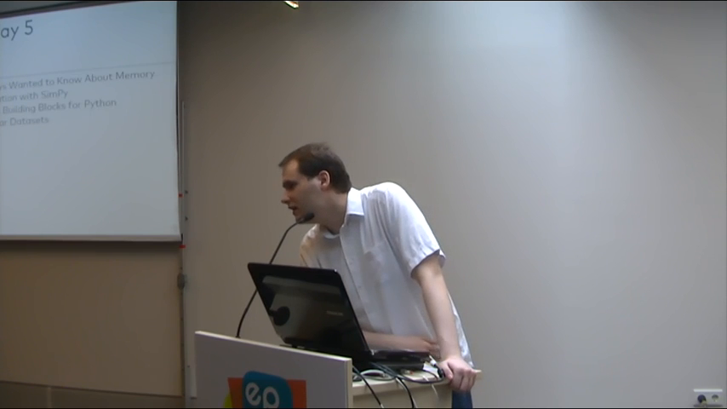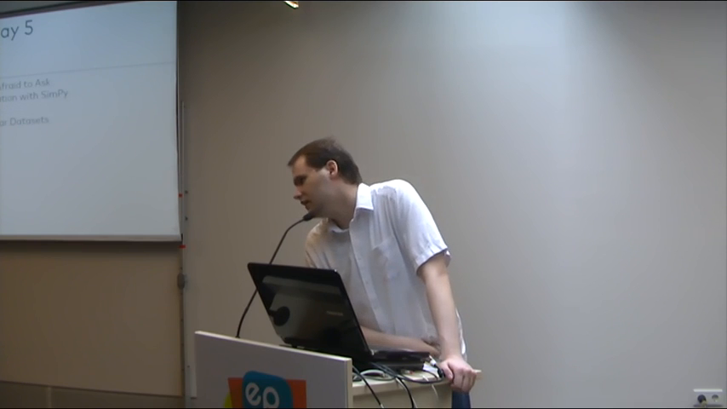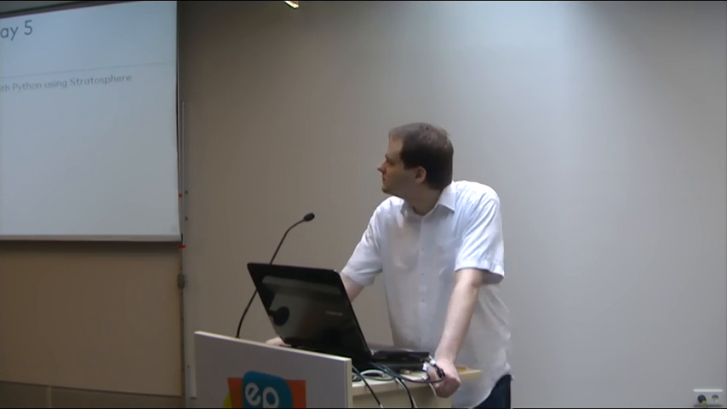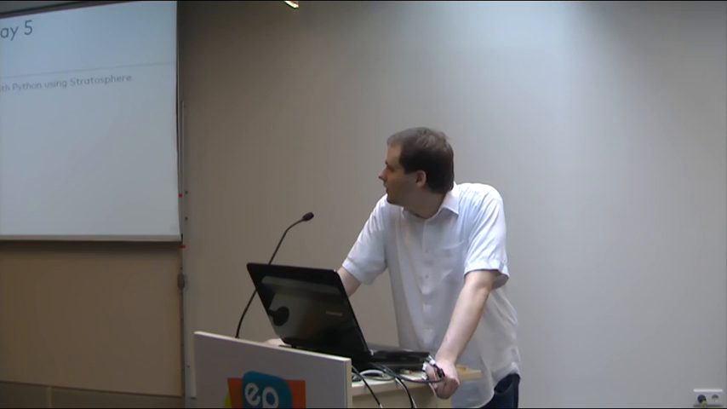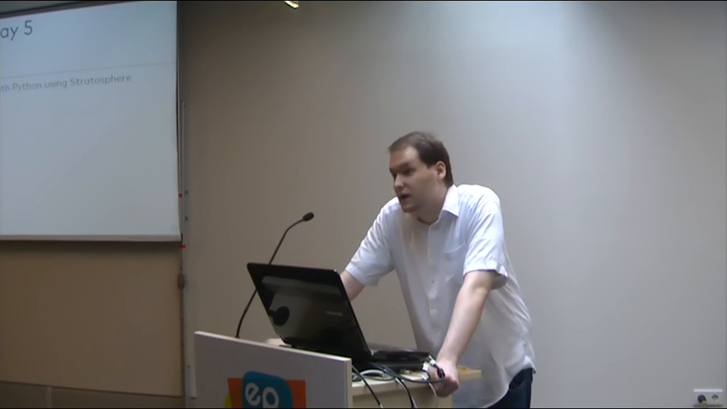Do Spark and Stratosphere fall in the same kind of category? If yes, then what are the differences? Could you repeat the second part again? Stratosphere and Apache Spark, are they in the same category? They're similar systems. So what are the differences and why would I choose one over the other? So the question is why should one use Flink compared to similar systems like Spark?